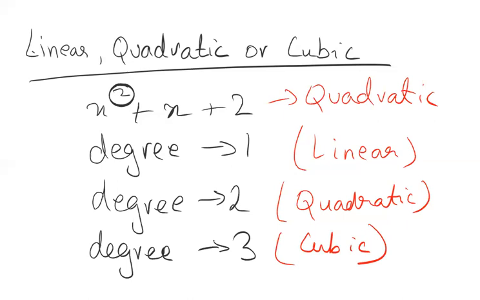So depends on the degree. I told you right now how to find the degree. You know, check the highest power of the x variable. And if it's 1, then it's a linear equation. If it's 2, then it's a quadratic. And if it's 3, then it's cubic. Right? Always check the highest power. That is what degree is. Highest power.